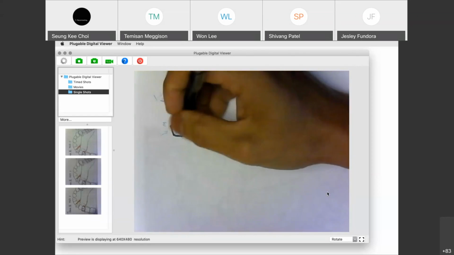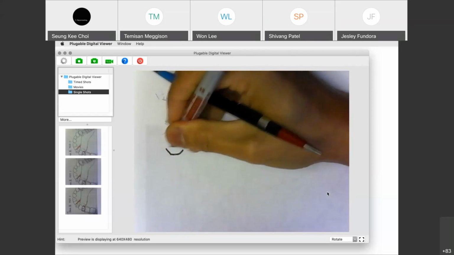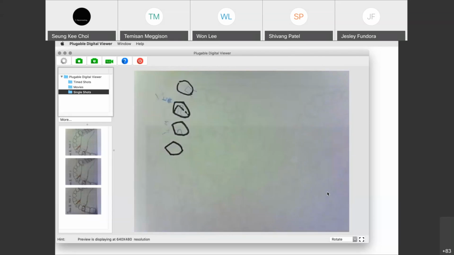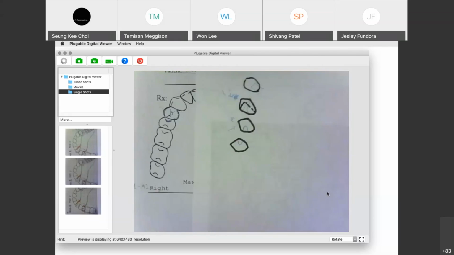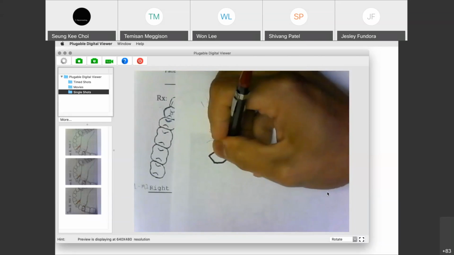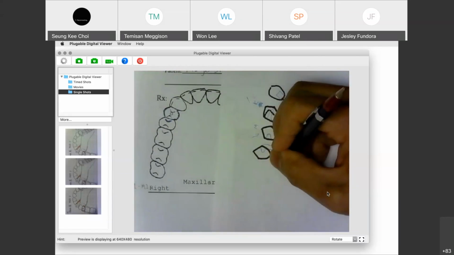Try not to do mesial rest. I'm giving away an answer here, I think, for the practical exam. Try not to do a mesial one, and I'll tell you why. If I did a mesial rest, and here's the minor connector, and I'm going to complete the drawing here.